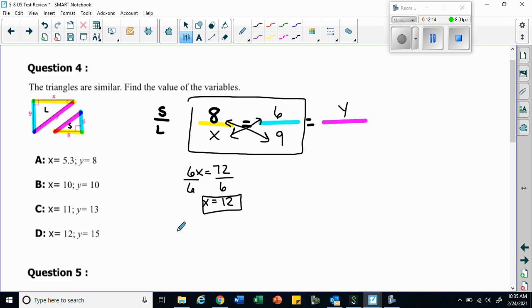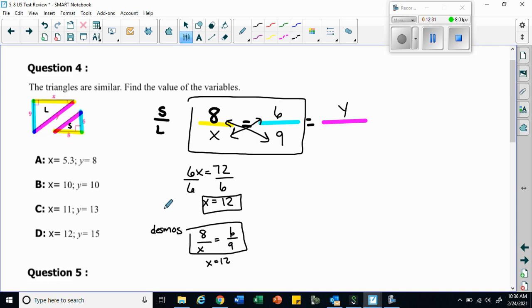What you also could do, if you want to use Desmos, I'm going to write it right here. You can put this into Desmos. 8x equals 6/9, and it will give you x equals 12. So you enter this into Desmos, just like this.